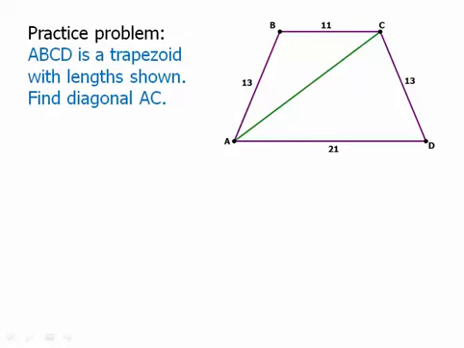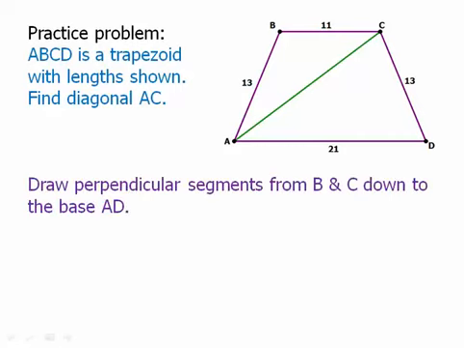As a general rule, in any geometry problem where you're asked to find the length of a slanted line, chances are very, very good that the Pythagorean theorem is hidden somewhere in that problem. And your job is to just figure out how to use the Pythagorean theorem. That's a really big idea. So here what we're going to do is draw perpendicular segments from BC down to the base.